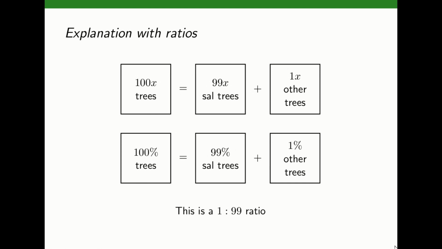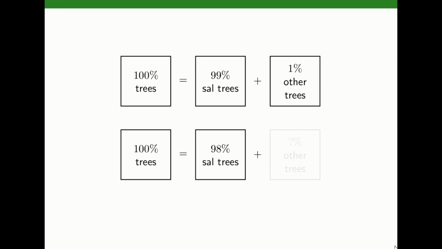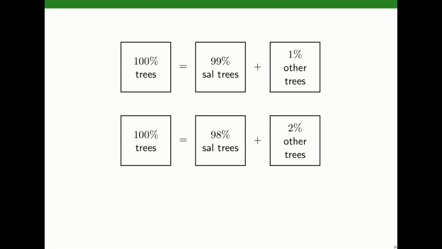But the logging company has stated that they want to cut the sal trees in such a way that the forest goes from 99% sal trees to 98% sal trees. So let's see how we represent this in the ratio format. Here we have 100% trees in the forest, of which now after the logging company has cut, we have 98% sal trees. But then how much percentage of other trees are left? To get 100%, it has to be 2% other trees, right? Thereby making the ratio 2:98.